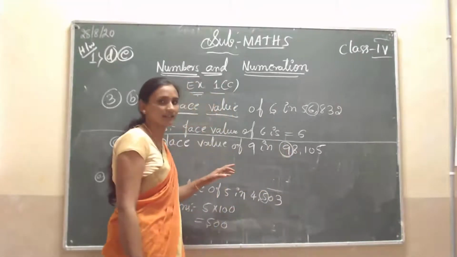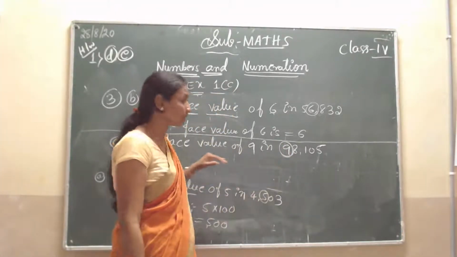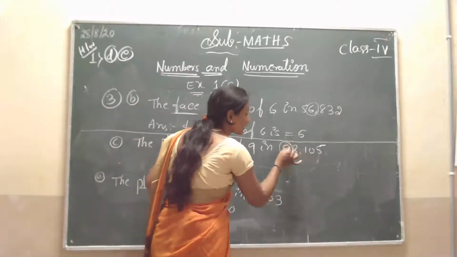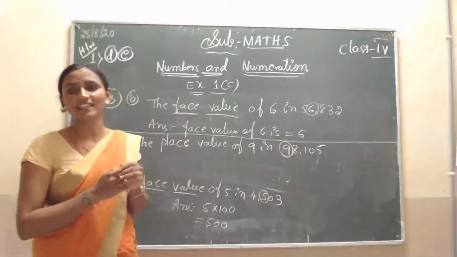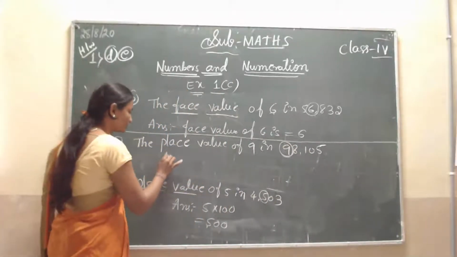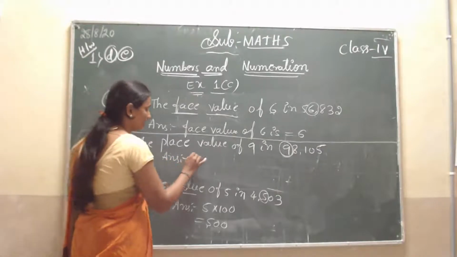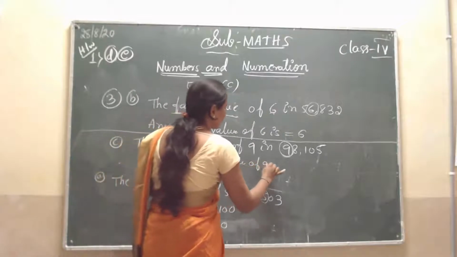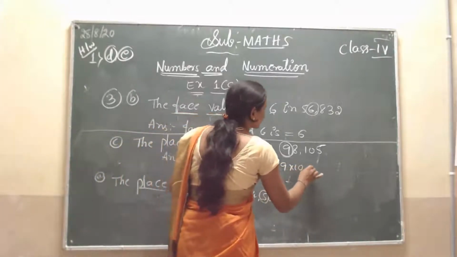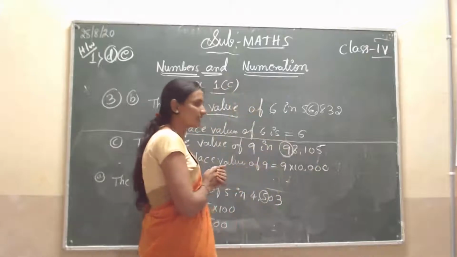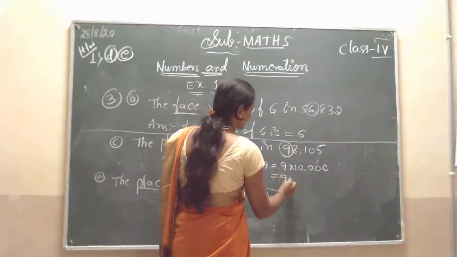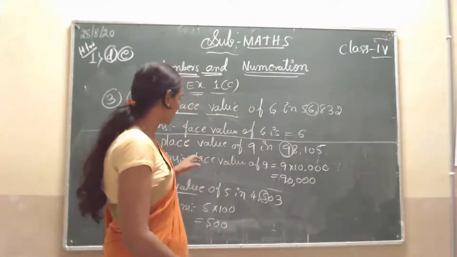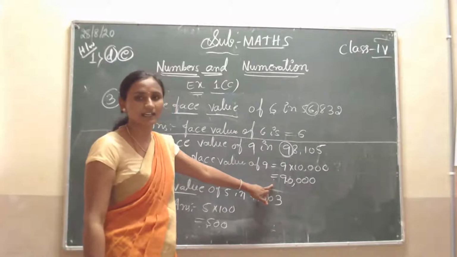I will draw a circle around 9. So what is the value of 9 here? This is the place value. Place value means ones, tens, 100, 1,000, 10,000. Yes, the place value of the 9 is 10,000. So the answer: 9 into 10,000. That is the position, 10,000. So your right answer is 90,000. 9 into 10,000 is 90,000. So the place value of the 9 is 90,000.